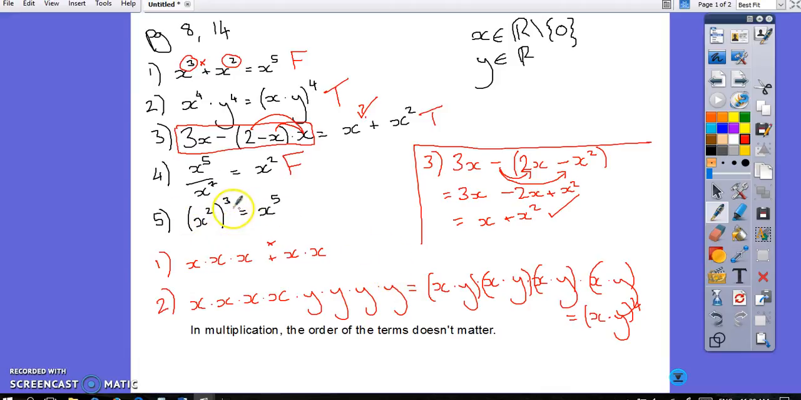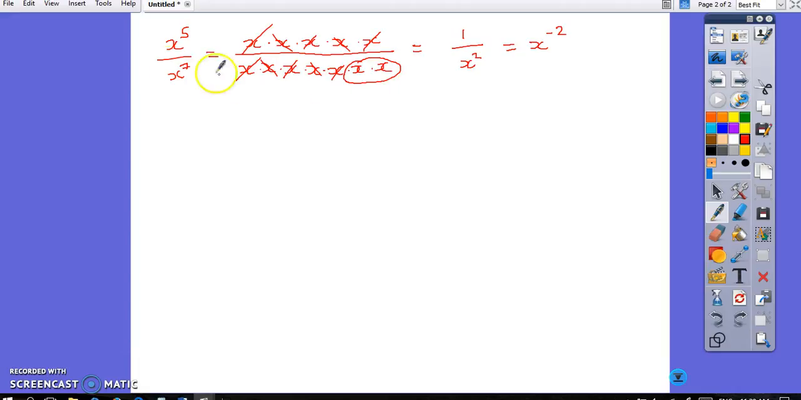Question 5, again, it's good to write question 5 out in full, especially if you're not sure. So we had x to the power of 2 to the power of 3.